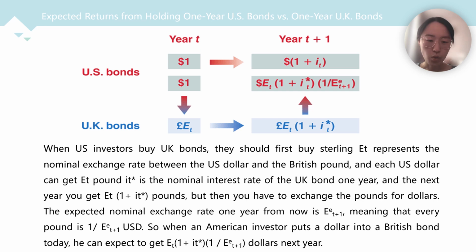So, when an American investor puts $1 into a British bond today, he can expect to get E_t times (1 + i_t^£) times 1 divided by E^e_{t+1} dollars next year.